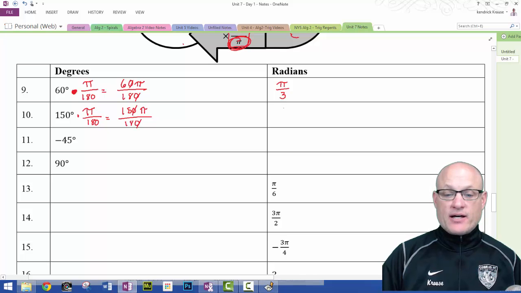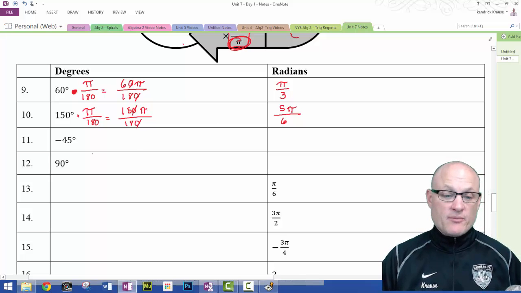3 goes into 15 5 times. It goes into 18 6 times. So this is 5 pi over 180. All of these are going to become very important.